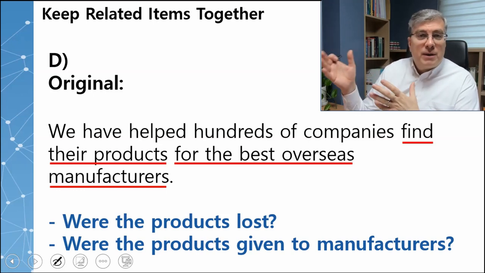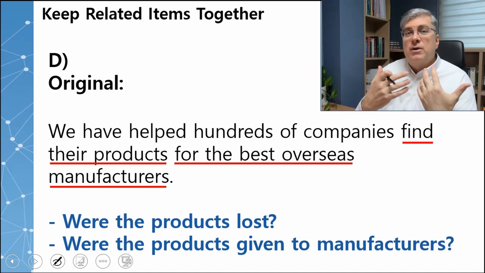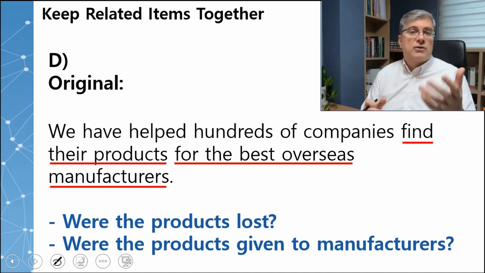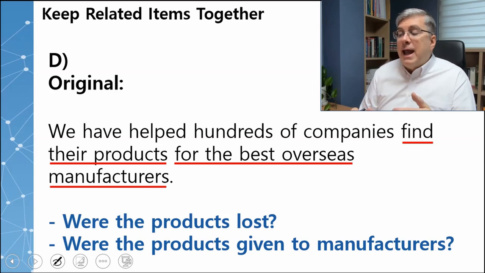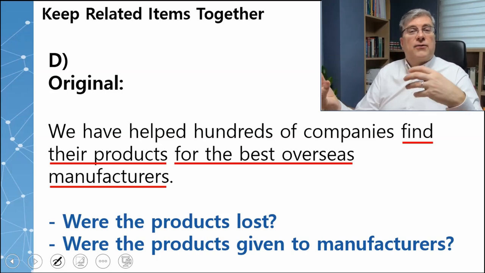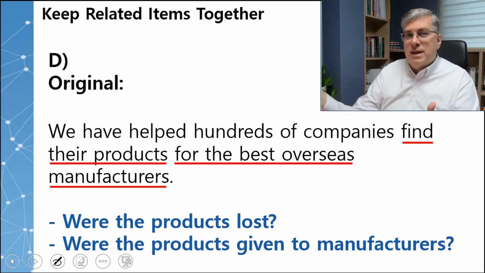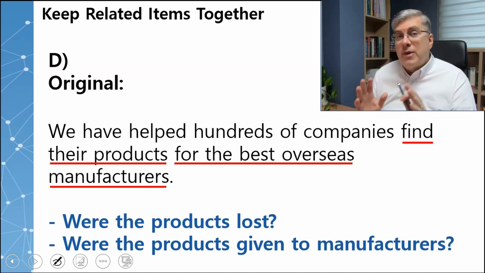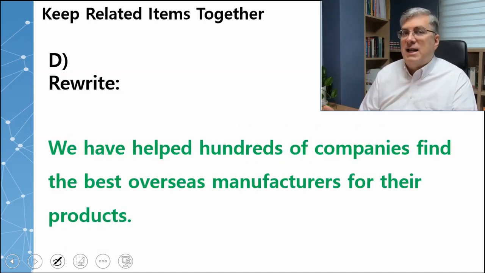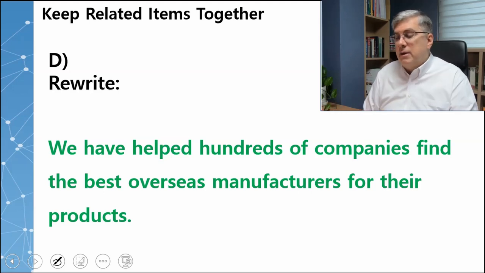And so, you know, there's a company in America that wants to produce a certain line of clothing, and you have contacts in another country, in Thailand, in Vietnam, somewhere like that. And you can help the American company find a company in Thailand or Vietnam to manufacture the products for the American company. That's just an example. So that's the intention. And this expresses that intention a lot more clearly than the original. We have helped hundreds of companies find the best overseas manufacturers for their products. Okay, so again, keep related items together. Hundreds of companies find manufacturers for products. Don't split those things up.